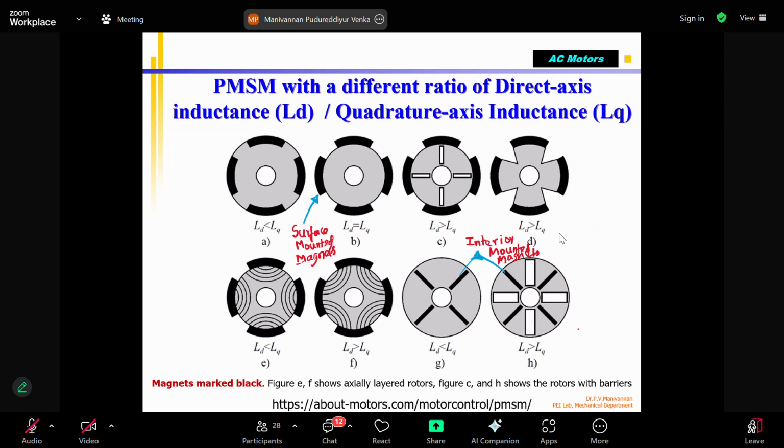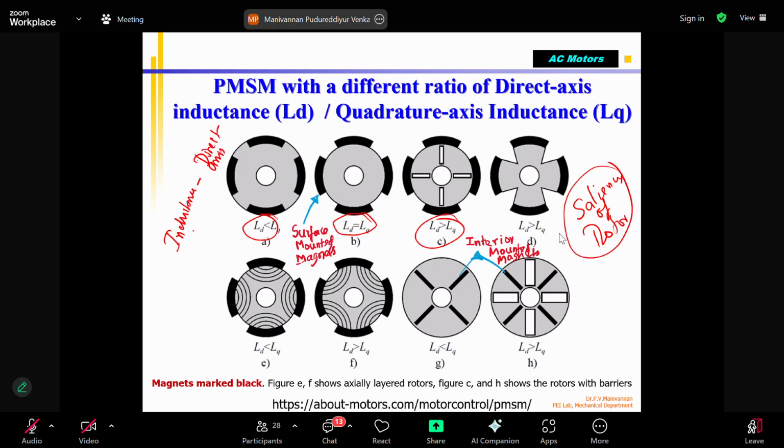Okay, so again, one more thing also we saw, that depending upon the LD and LQ, whether LD equals LQ, or LD is smaller than LQ, or LD is greater than LQ, based on that, what you call the saliency of rotor. Okay, that is another important parameter. That is the ratio between the LD and LQ. LD is called inductance in direct axis.